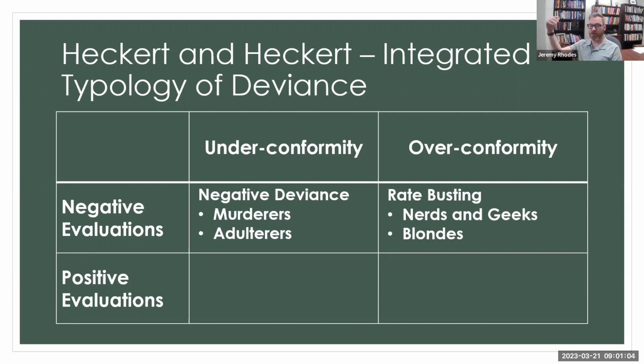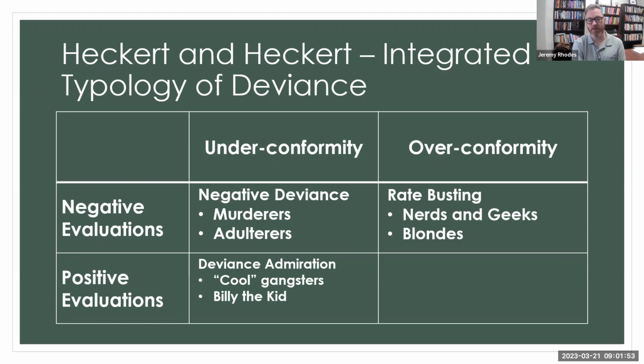But then you have people who are over conforming, and they also get a negative reaction. They call this rate busting. An example might be nerds and geeks, or just people who are seen as too studious. This is obviously more of an issue in primary school, let's say, K through 12, than it is in the rest of your life. But these are folks who are over conforming to the need for success, and they're judged for that. And another example would be the stereotype of blondes being dumb. Most people think that's associated with blondes over conforming to conventional notions of beauty, and that's going to lead to negative evaluations.